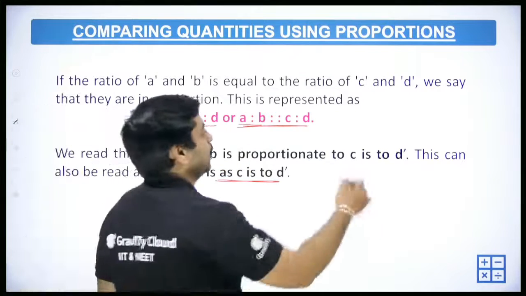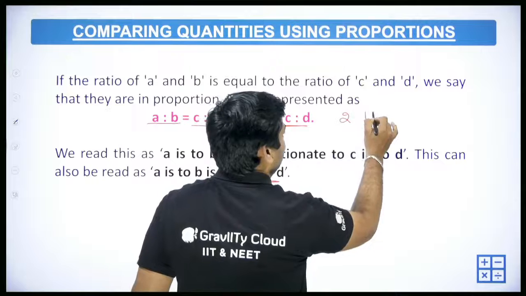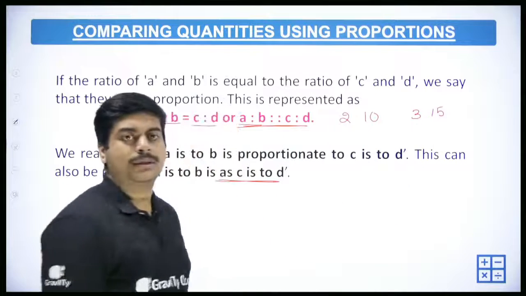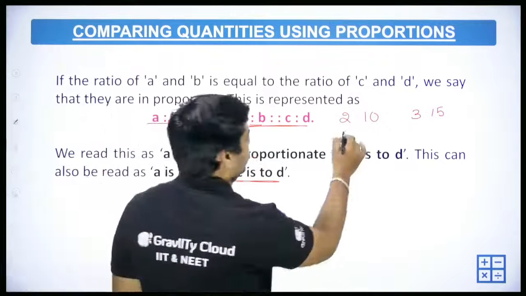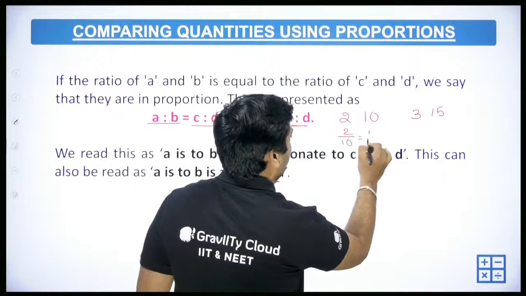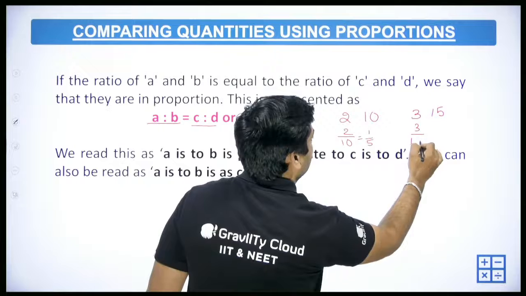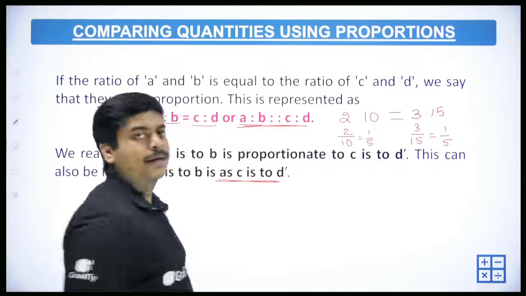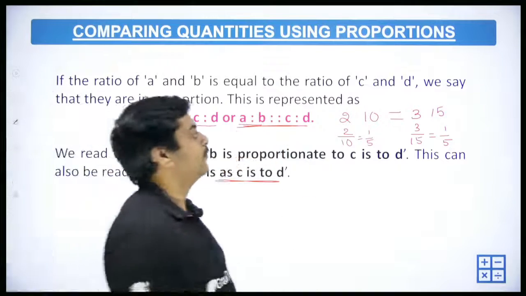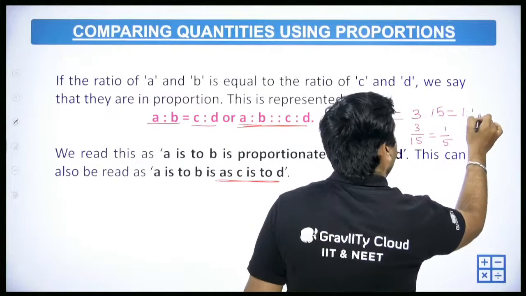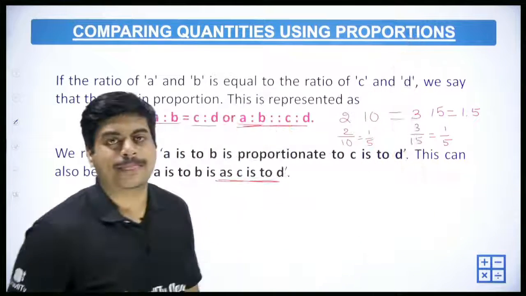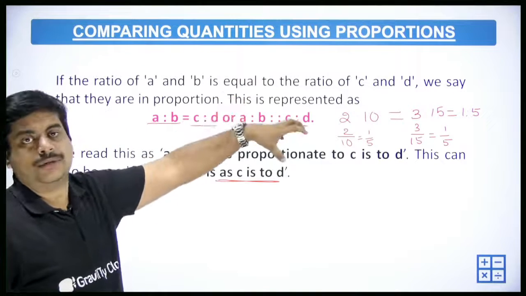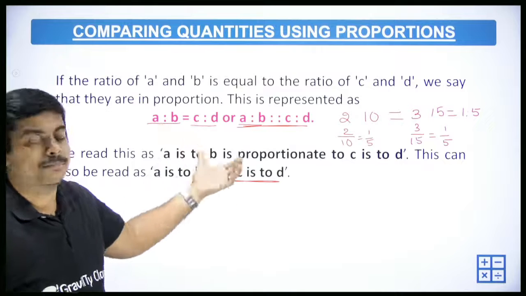I'll give you a small example. For example, 2 is to 10 and 3 is to 15. So what happens in these two ratios? 2 by 10 is equal to 1 by 5, and 3 by 15 is again equal to 1 by 5. So you can say that these two are equal. 2 is to 10, 3 is to 15 is also equal to 1 is to 5, and there are a lot of such relations. So all these are in proportion. We say if these two ratios are equal, they are in proportion.